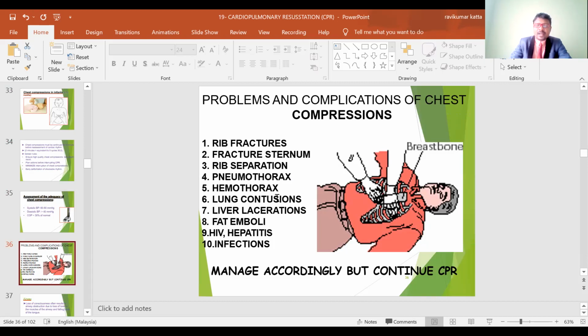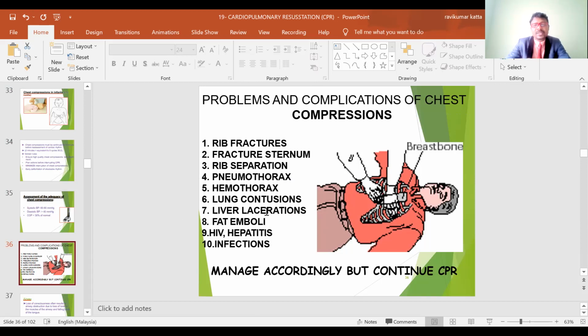Hemothorax, where blood may enter into the lungs. Lung contusions, which may cause damage and also blood clots. Liver lacerations, liver damage, and fat embolisms, where fat is distributed in the bloodstream. The patient may also carry HIV, so the healthcare providers, the physicians and therapists, may get HIV, hepatitis, or other infections. These things we have to consider while giving CPR.